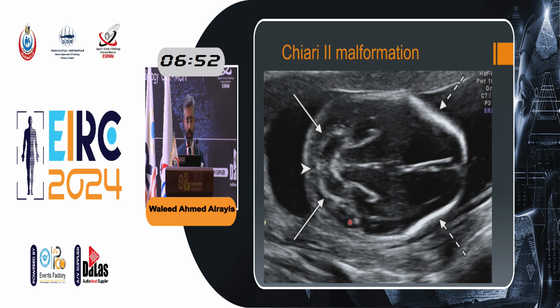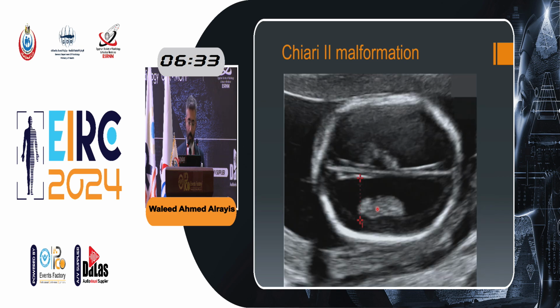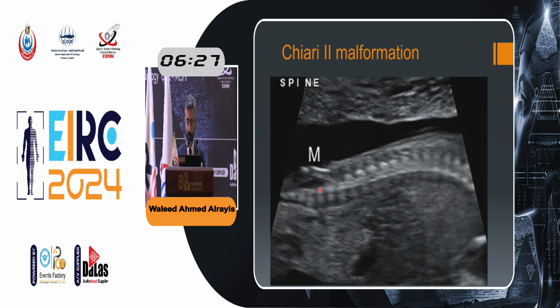Another case, which is really important, is a case of Chiari malformation. We have many signs here. First of all, the lemon sign of the skull, the banana sign of the cerebellum, and the narrowing of the cisterna magna. That's why it's important to have a transcerebellar view. Also, in the same case, we have a ventriculomegaly in the transventricular view, and in the spine longitudinal view a meningomyelocele.